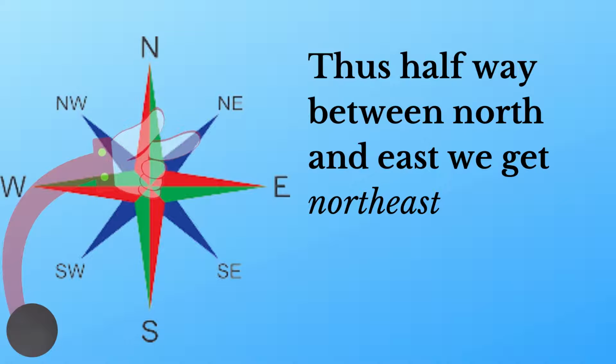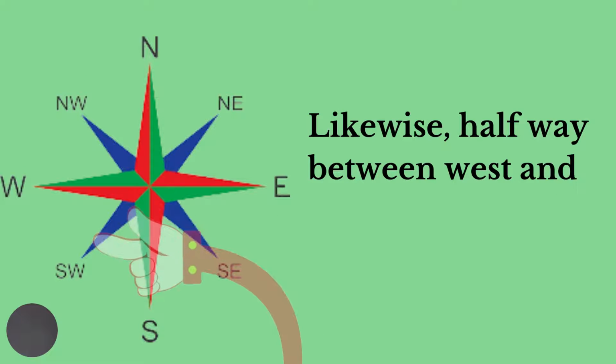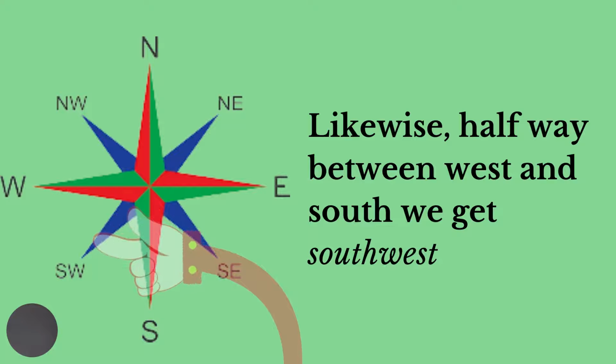Thus, halfway between north and east is northeast. Notice we've combined the name north with the name east to give us the name northeast, and notice we place the north before the east. Similarly, halfway between west and south we get southwest, because remember, south will always come before east or west.